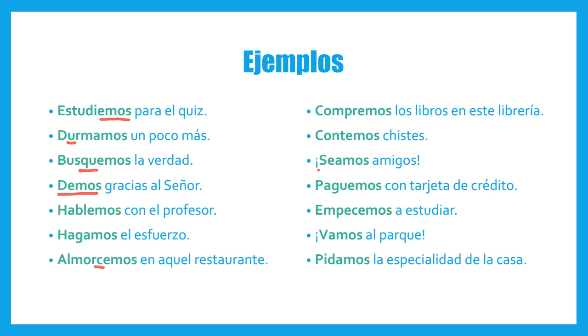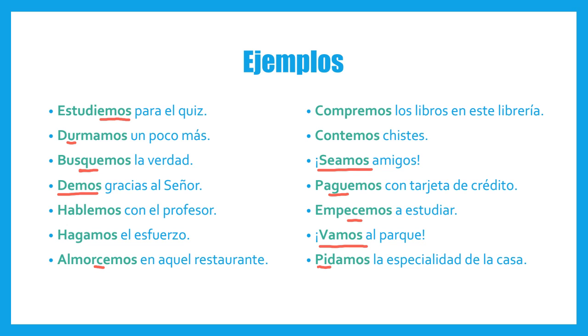Go on down. Seamos amigos. Let's be friends. That might be something that you would have said to people when you were meeting them in elementary school. That one's an irregular one. Pagar became paguemos. So remember we changed the G to a GU before adding the opposite ending. Paguemos con tarjeta de crédito. Let's pay with the credit card. Empecemos a estudiar. Let's start studying. We changed the Z to a C. Vamos al parque. That's a total irregular verb. Let's go to the park.